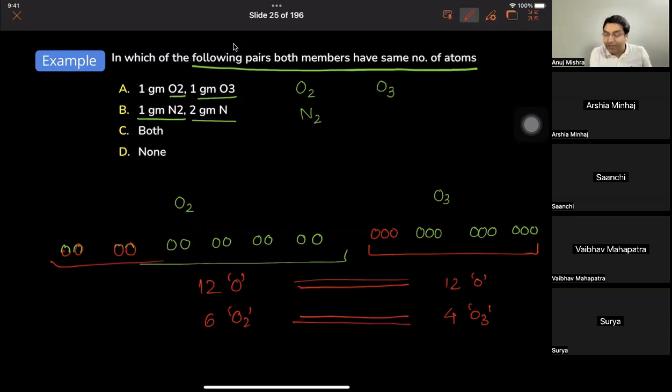The mass of 12 oxygen is the same in O, in O2, or in O3. 12 oxygens is 12 oxygen, right? So 1 gram of O2, 1 gram of O3, or 1 gram of O will not make any difference. It's just that the form of oxygen is different. It is coupled in a different way, 2 or 3 units.